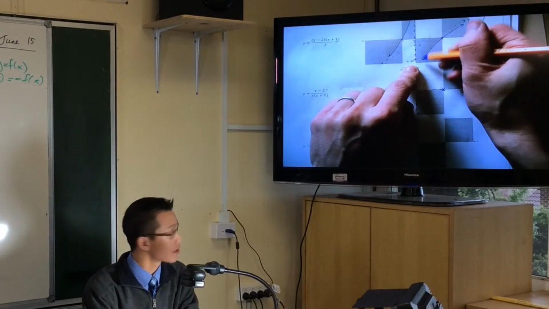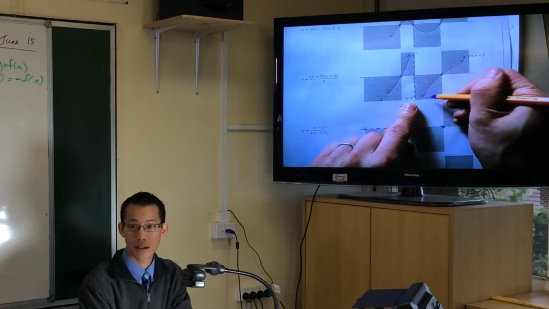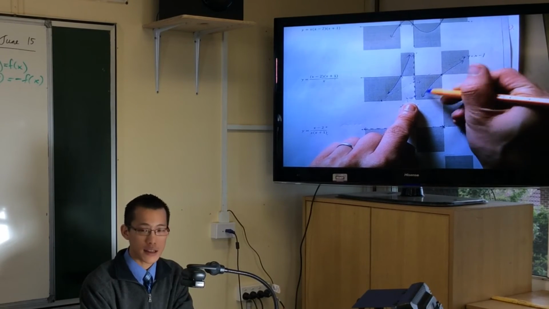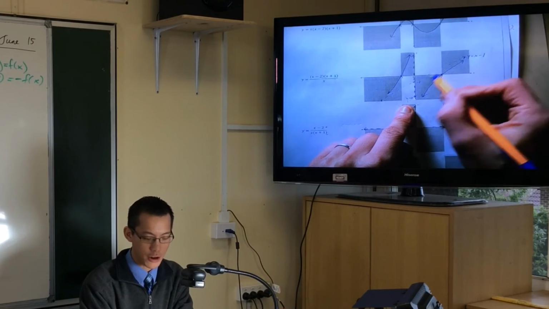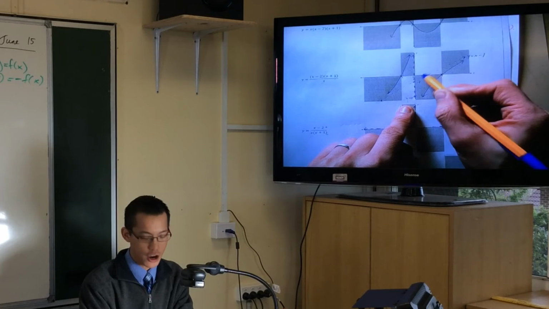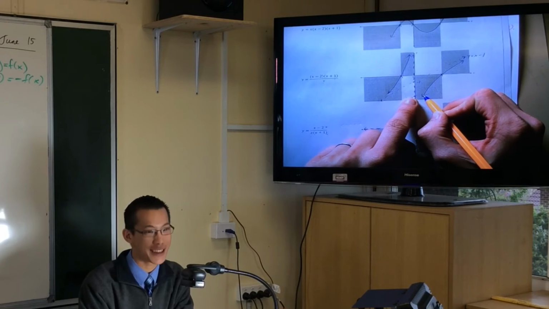Like, look at here, for instance. This one we graphed before. See that? Is the function approaching the oblique asymptote in here? Answer no, it's running away as fast as it possibly can.